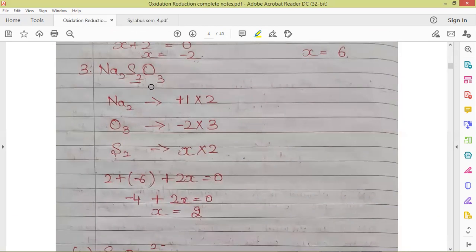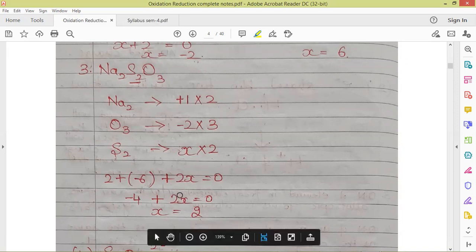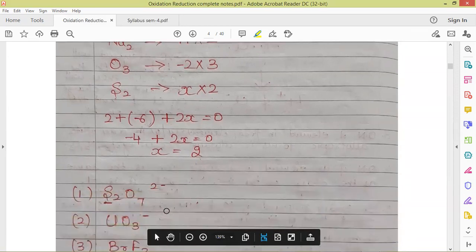Next we have Na2S2O3. Here sodium is having +1 each. 2 sodiums are there, that means +1 into 2. 3 oxygens are there, that means -2 into 3. S2 means 2x, for each sulfur it is x. So adding all and equating them to 0, it comes out to be -4 plus 2x, and x is equal to +2 for each sulfur.